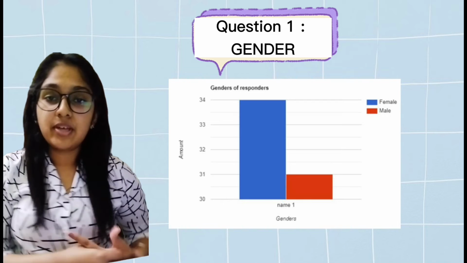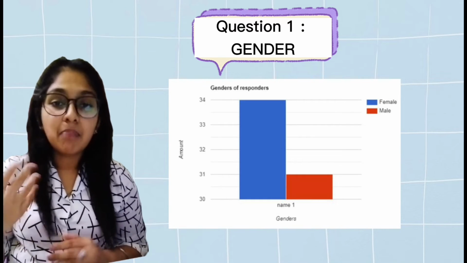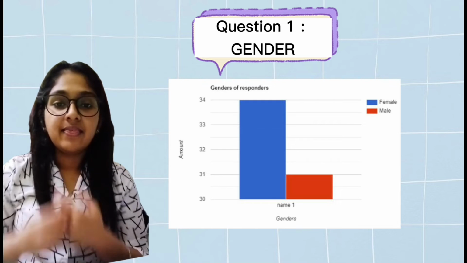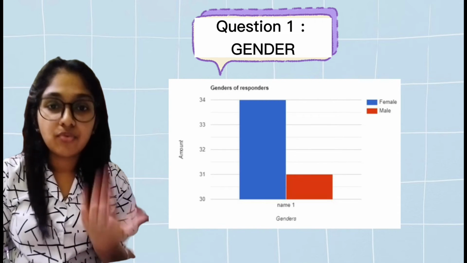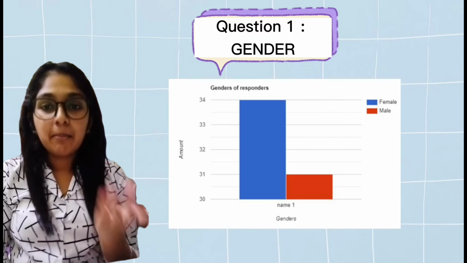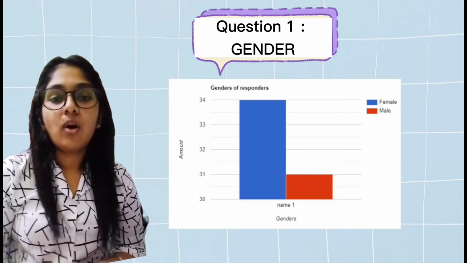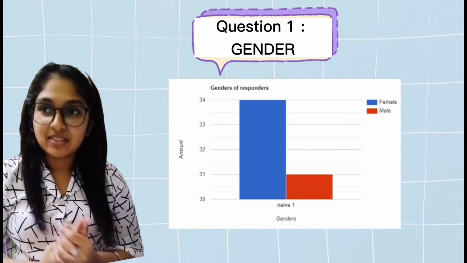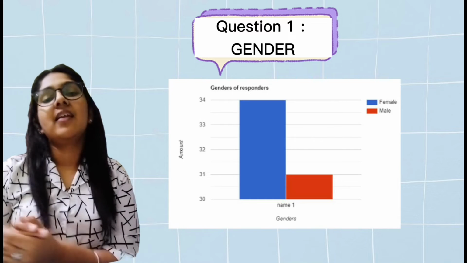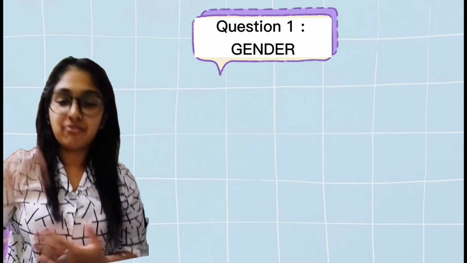Our first question is about gender. Based on the first bar graph that we created, more than half of the respondents of the survey are female. The number of male respondents is just 31, while the remaining 34 of our respondents are female. So females are the highest quantity in our bar graph.